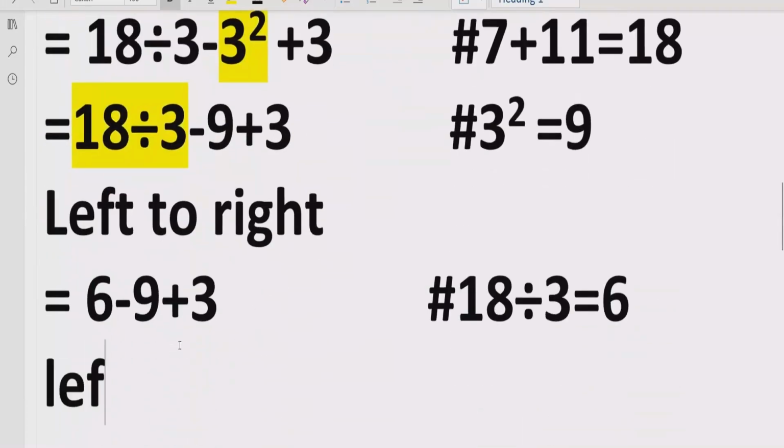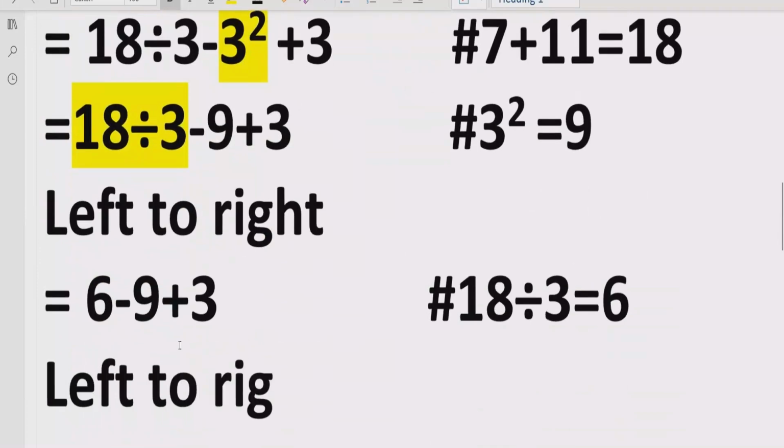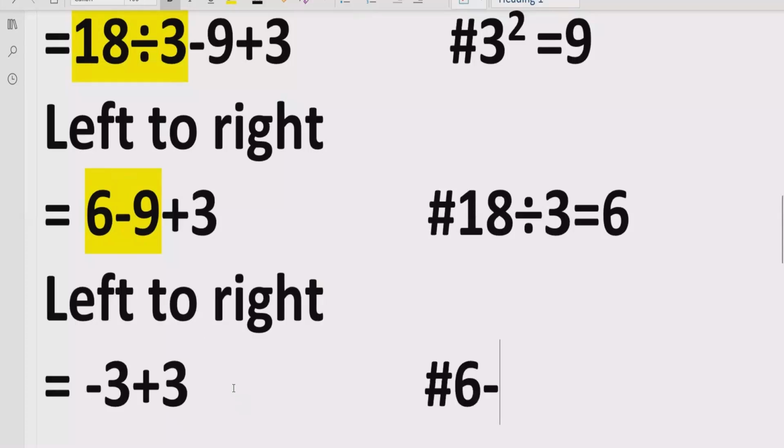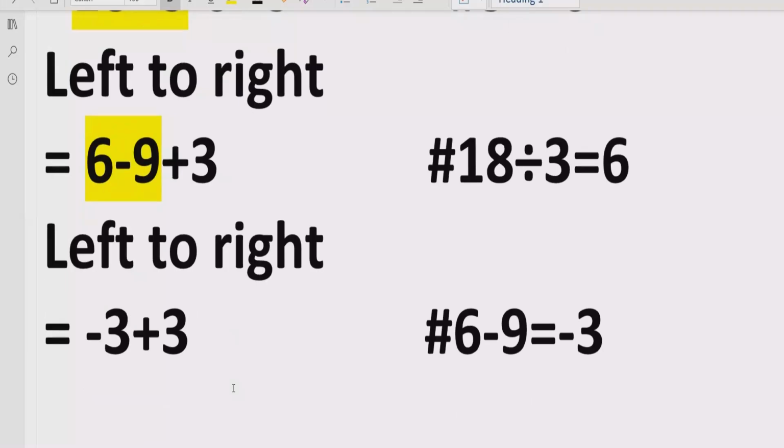Now move forward to step number 4, because we have solved division and multiplication. So now we will go again left to right and find out which is coming first, addition or subtraction. So here we have first the subtraction. So 6 minus 9 equals minus 3. Why minus 3? Because we have the minus sign with the larger number, and plus 3 we will write again. And here we will give the reference: 6 minus 9 equals minus 3.